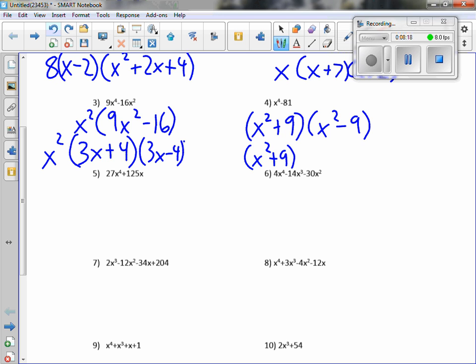X squared minus 9, we take the square roots, which is x and 3. Put the plus sign between them and the minus sign between them. And that's your final answer. So you need to know all types of factoring, when to use that, when you can continue to factor, and when you're done. You need to be able to factor until there's absolutely nothing left to factor.